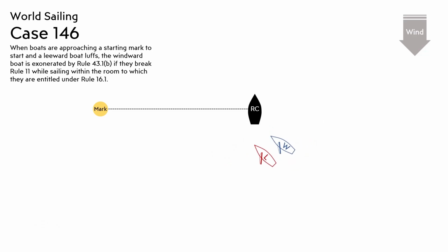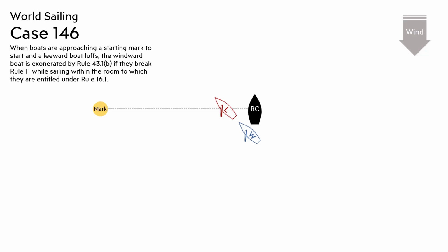The leeward boat could have luffed sooner while the windward boat had room to tack, thereby closing the door. In that scenario, the windward boat would not have been entitled to room between the leeward boat and the committee boat, and the windward boat would not have been exonerated for breaking Rule 11 if they continued to sail between the leeward boat and the committee boat.